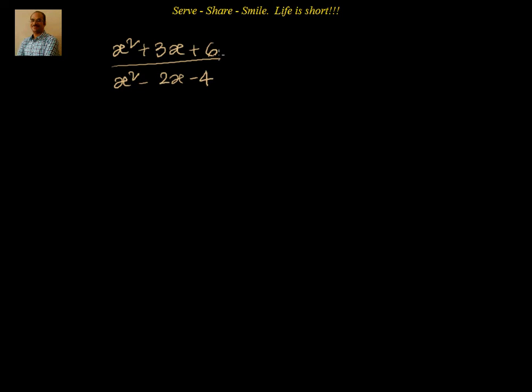So we have (x² + 3x + 6) divided by (x² − 2x − 4). We have to find out the domain and range. The first thing we'll look into is the domain of this particular function. We know that for the domain, the denominator should not be equal to 0. So x² − 2x − 4 should not be equal to 0.